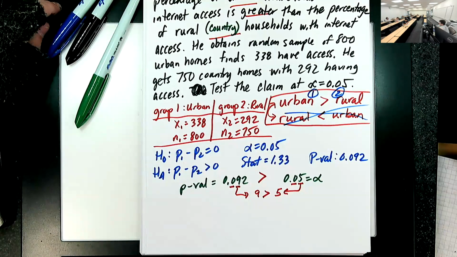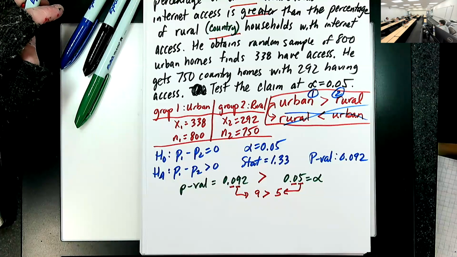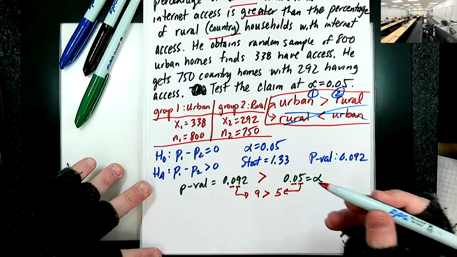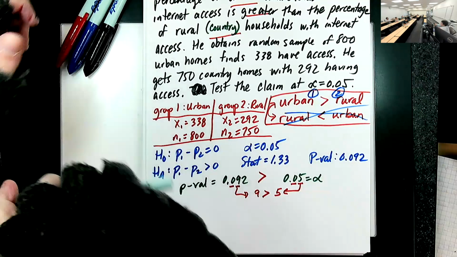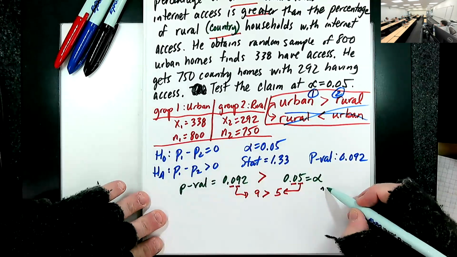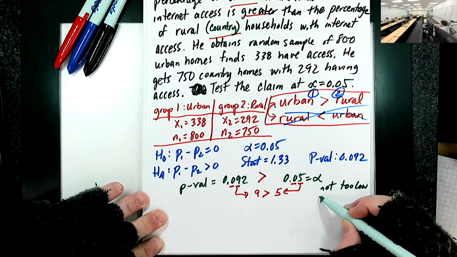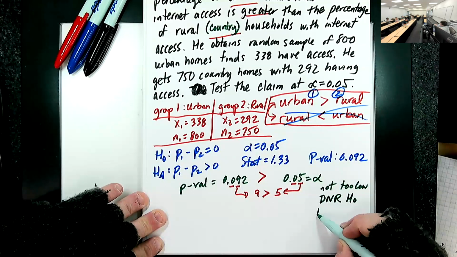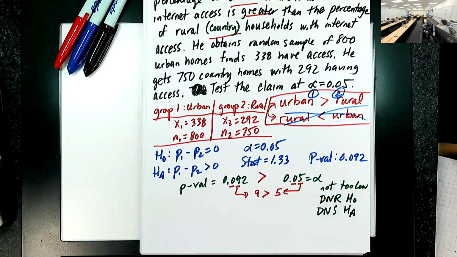So what does this tell me? Too high. It's too high, or not too low, basically. Not too low, do not support HA. Do not reject H0. Do not support HA. DNR is do not reject.